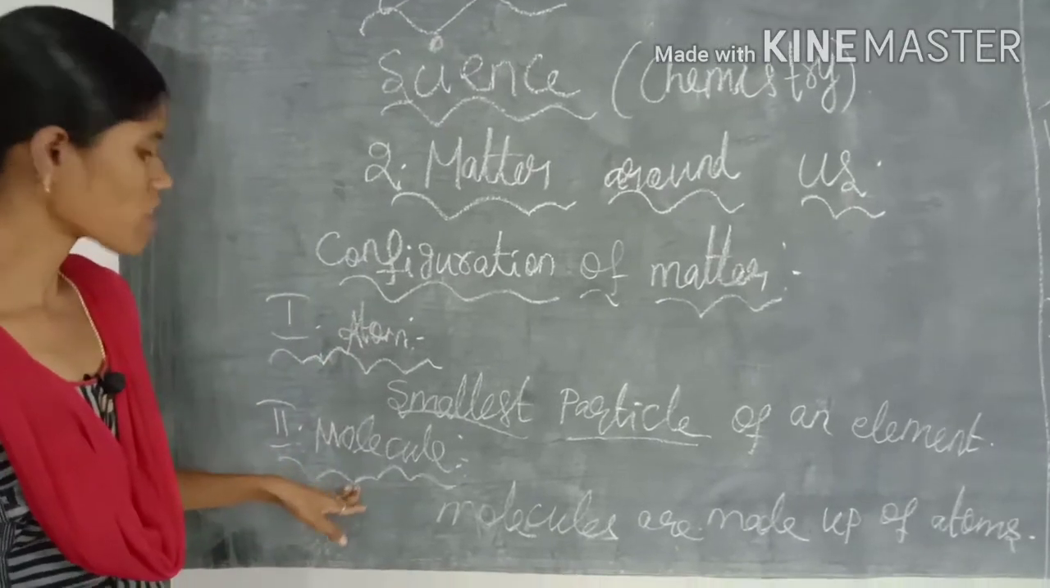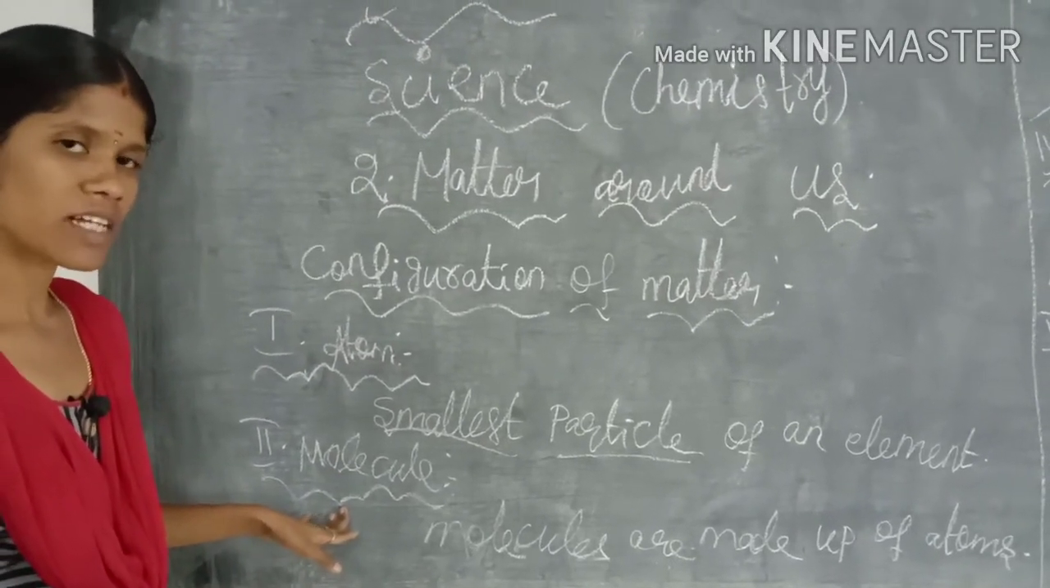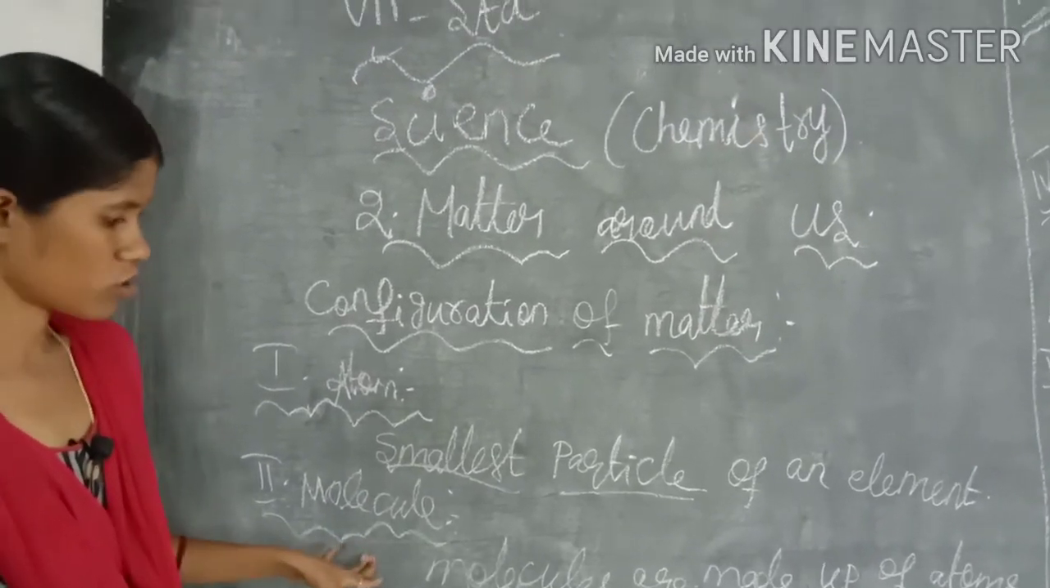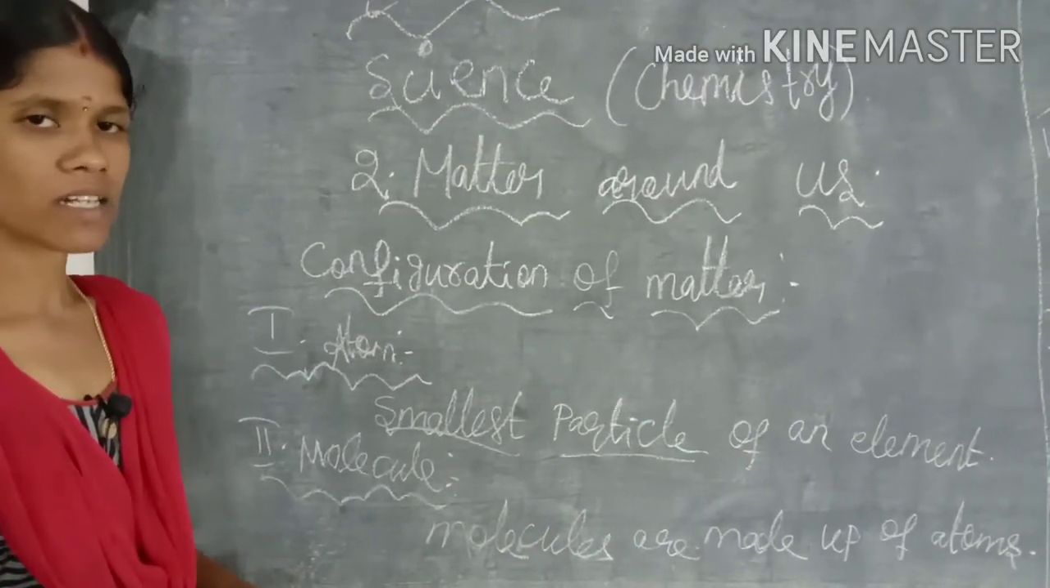Then the second one is molecules. What is meant by molecules? On the day I told you, a molecule is nothing but a group of atoms. A group of atoms forms a molecule. Molecules are made up of atoms or groups of atoms.